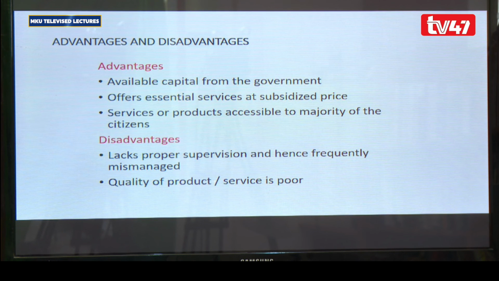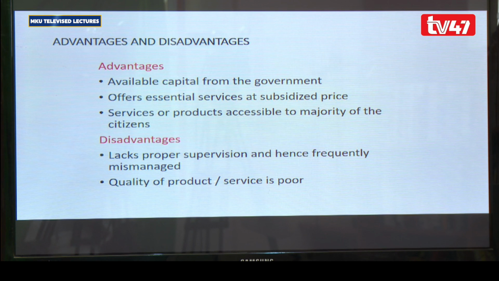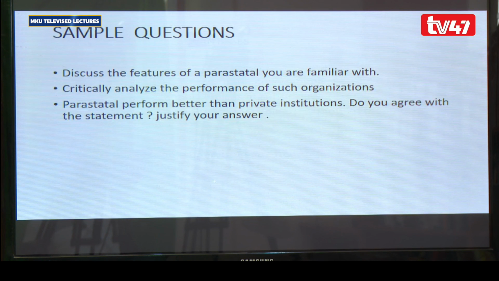If we look at the disadvantages, frequently there is poor supervision and poor performance. Some of them keep on going back to the government to be refunded because maybe they have embezzled funds, they have stolen the funds, and unfortunately some of them even go unpunished. That is one of the disadvantages and makes the quality of the services or products very poor. And the reason being poor supervision. We always wish as Kenyans that they would be supervised in a better way so that they can offer services that are of quality.